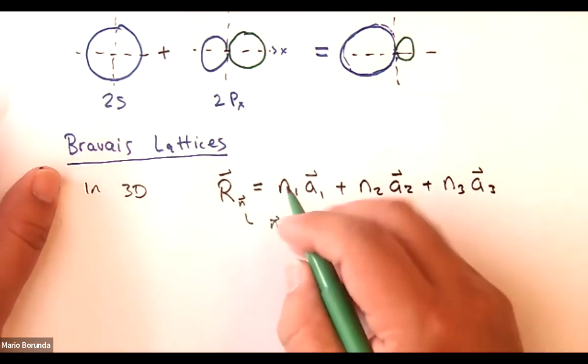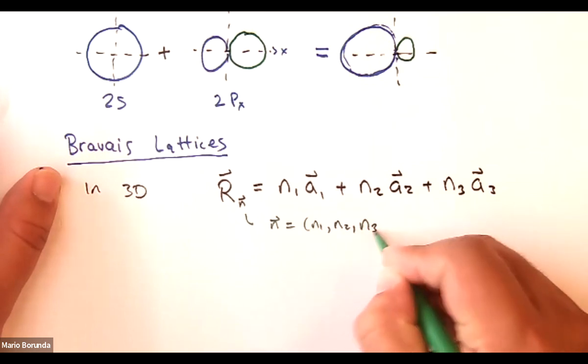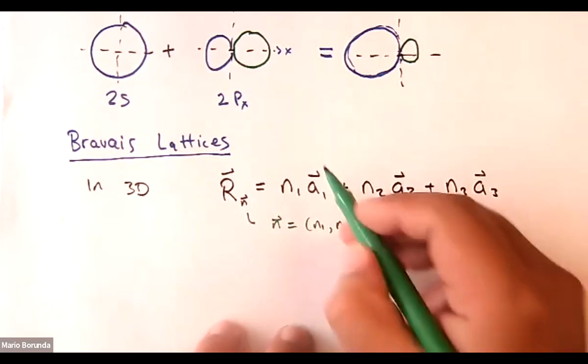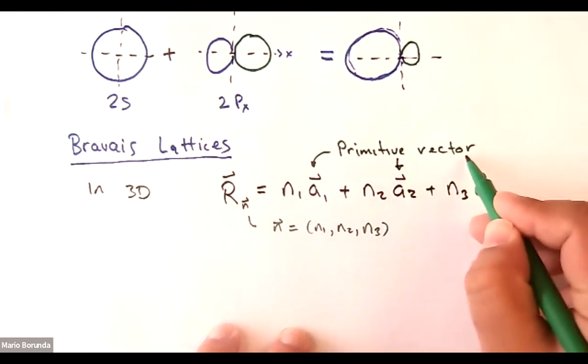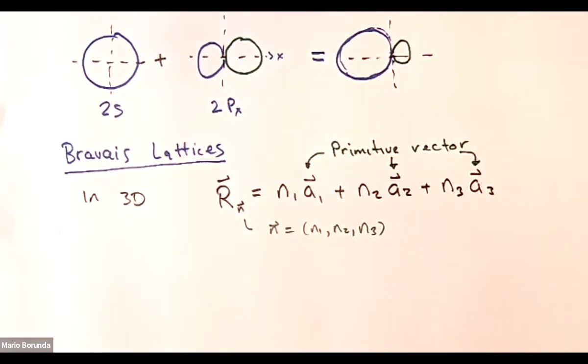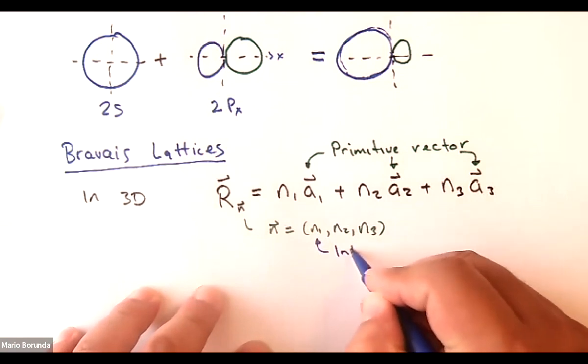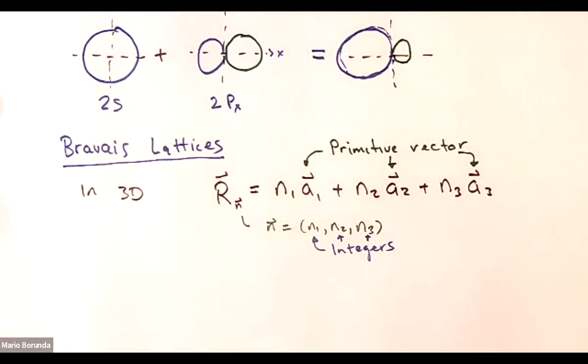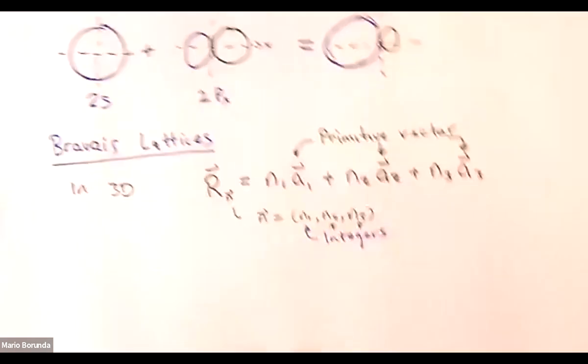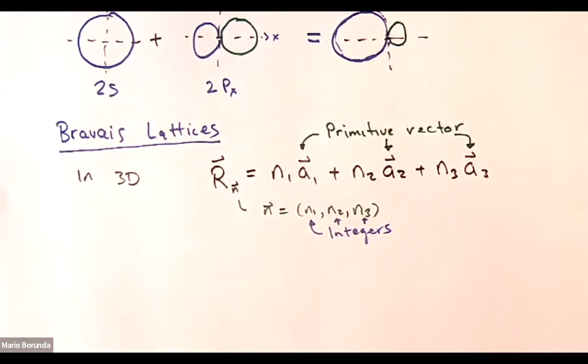This n vector is this collection n1, n2, n3. This a1 is called the primitive vector. Primitive is the way that was chosen to name those primitive vectors. And then this n1, n2, and n3 are just integers, right? So you have a triplet of integers. They can be any sign, plus, minus, doesn't matter. You have three vectors, a1, a2, and a3. They're primitive vectors. They have to be non-coplanar with each other. But whatever set of primitive vectors that you make, it's not unique. You can make different primitive vectors to describe your lattice. That's something I covered in the previous class.